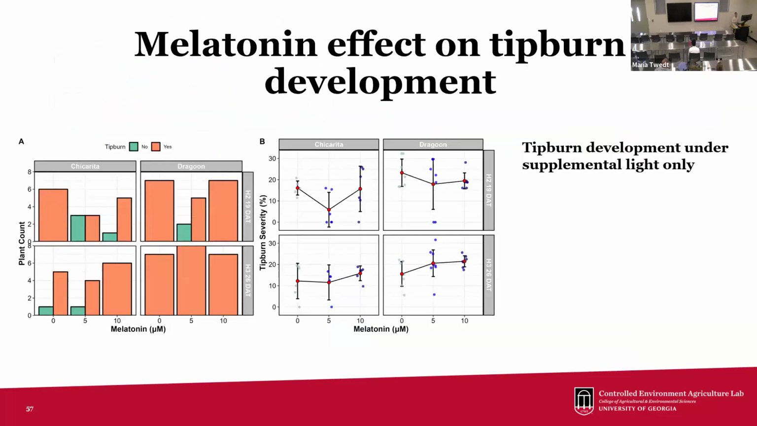Now, let me disappoint you one more time. Melatonin didn't have any effect on the tipburn development. We didn't have any clear pattern, even though it seemed that the 5 micromolar melatonin had some effect on reducing the severity, but it's not clear, it's not significant. I'm showing here the confidence interval at 95% for all the graphs that I'll be showing.